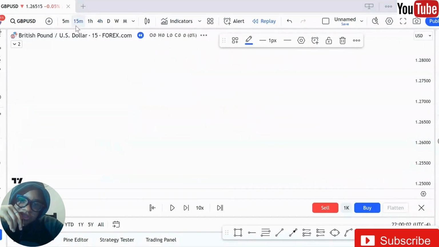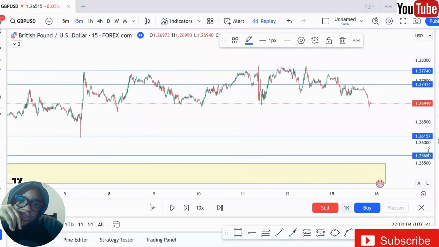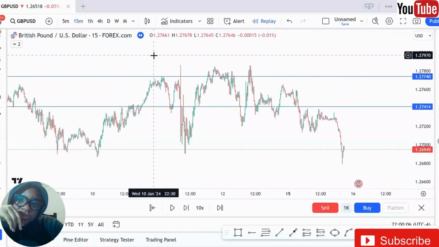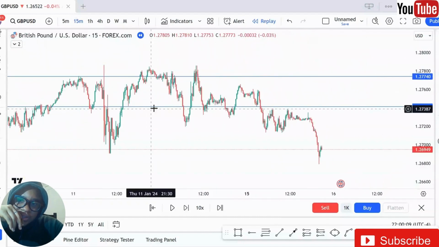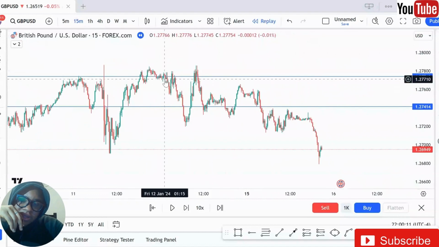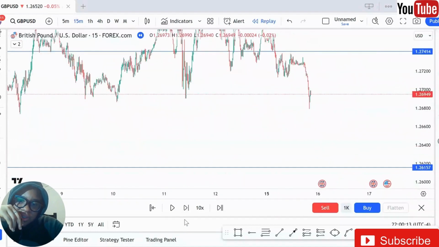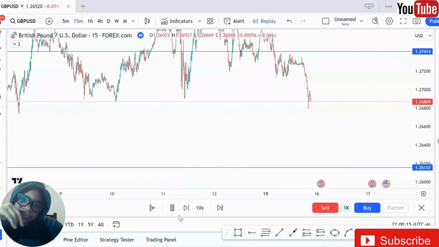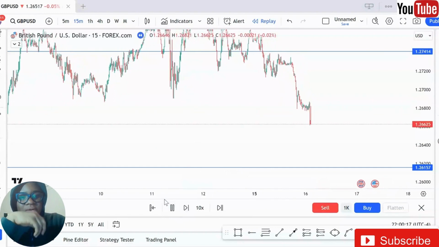We go down to 15 minutes. On the 15-minute chart, what do we see? There was a change in character twice. And what happened? Shift in market structure. And let's see what happens. I will target here as my TP. Let's see. I'm watching the chart.